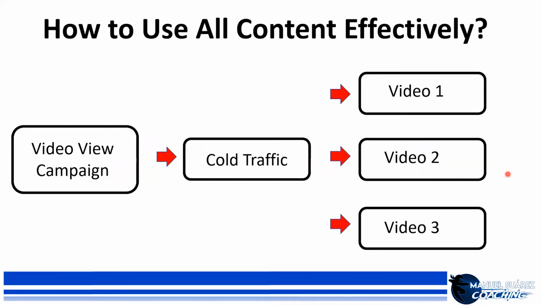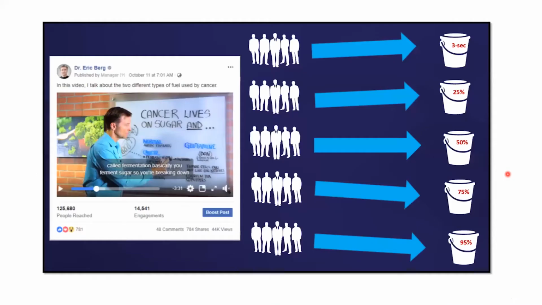So here is a sample of a campaign structure for a video view campaign. Since this is still a top of the funnel campaign, you still would want to target cold traffic, and then you can add up to 3 ad creatives. This can be either post IDs, or you can recreate the post again on your business manager.